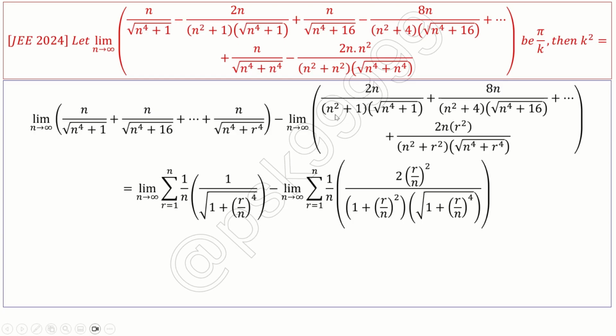Now here, if I take n square common here, I am left with 1 by n, and then 1 plus r by n whole square, and then here I am taking n to the power of 4 common, so it comes out as n square. So in the numerator I have r by n whole square. Hope you can do it easily. I have taken n square common here, n to the power of 4 common here, so I am getting n to the power of 2 here and n to the power of 4.